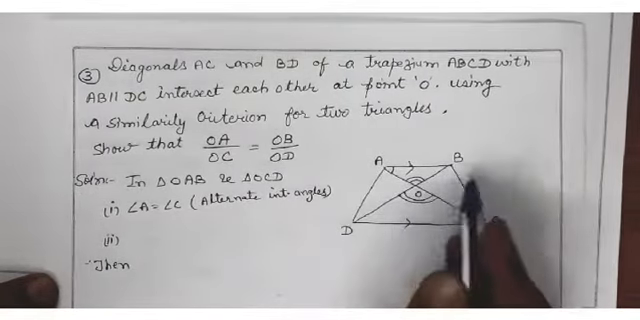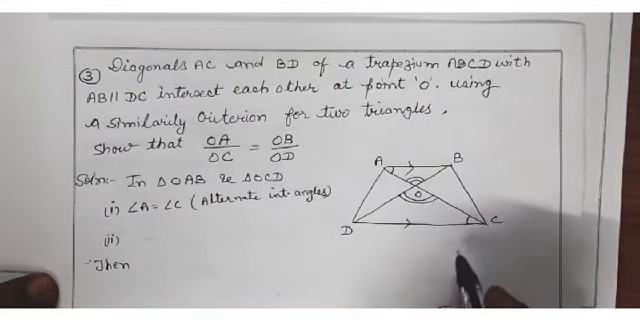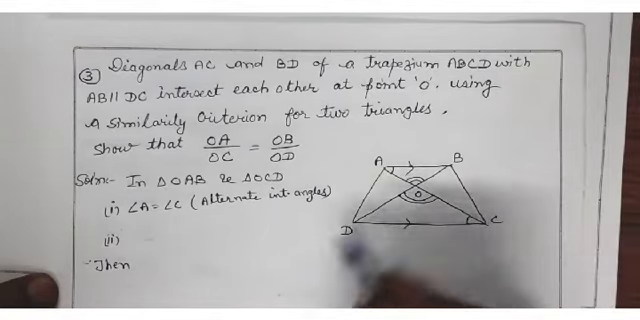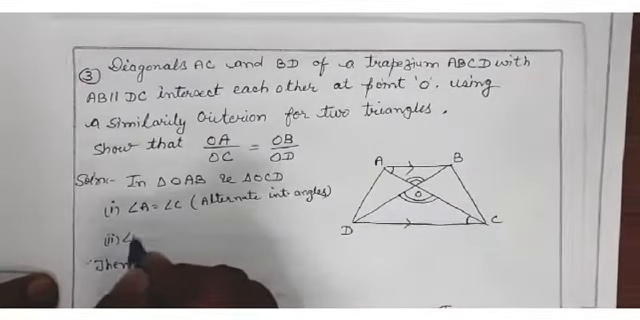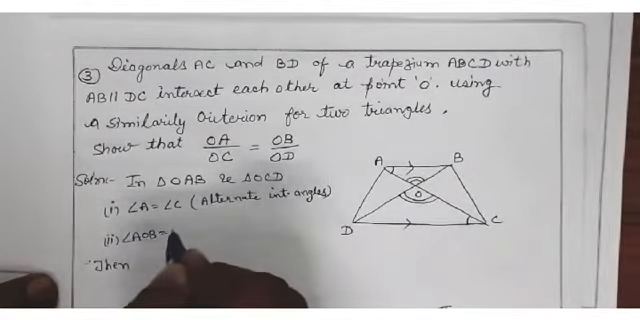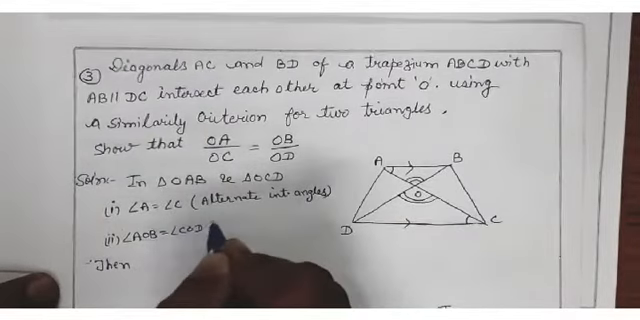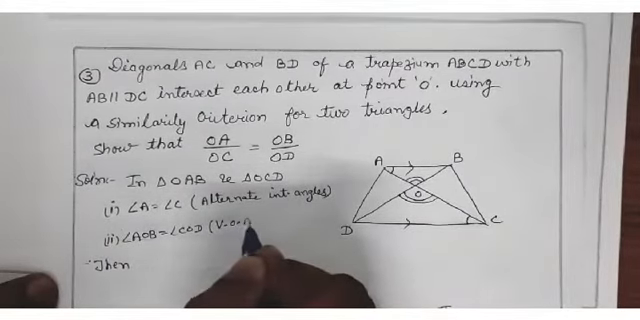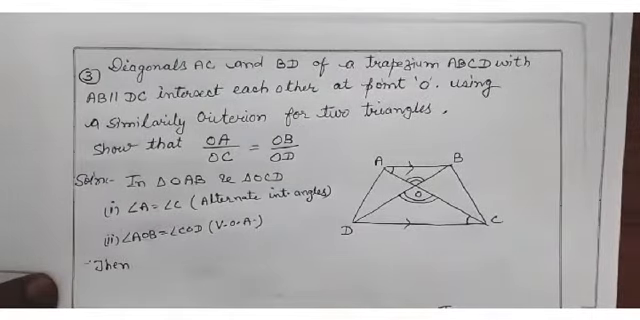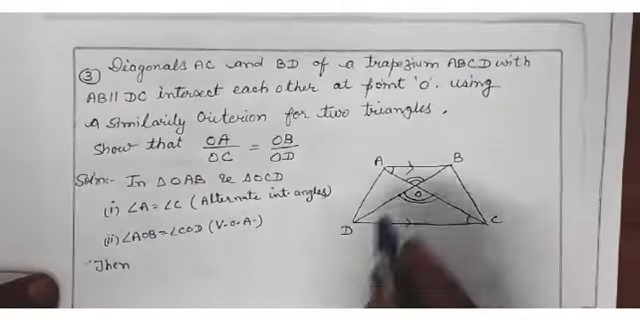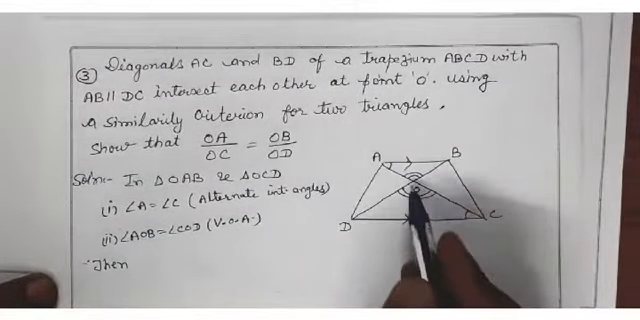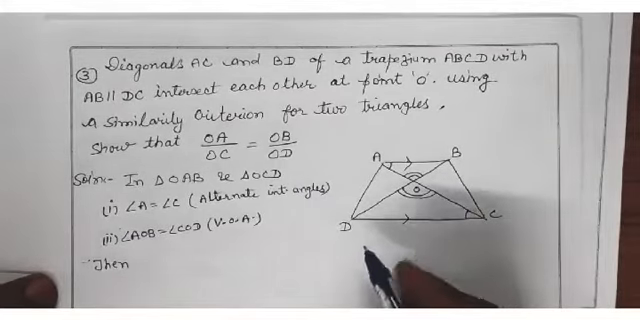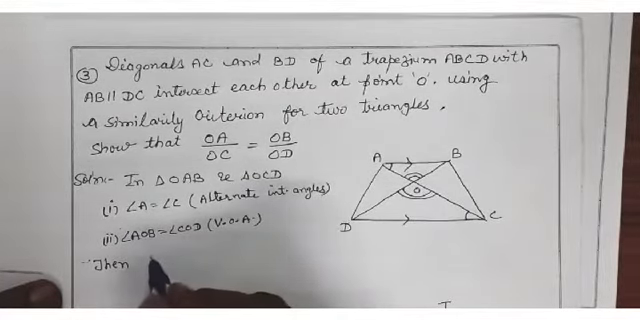Then angle AOB is equal to angle COD. This is vertically opposite angles. Then we can say triangle OAB is similar to triangle OCD.